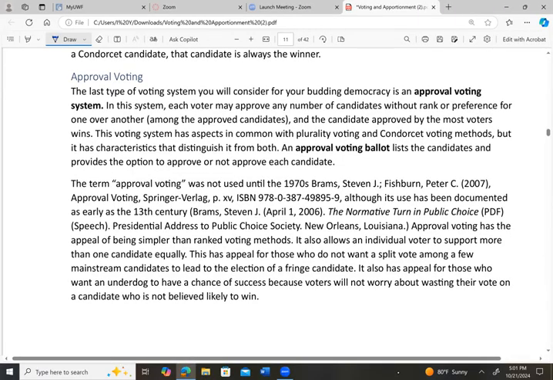So the last type of voting system you will consider for your voting democracy is an approval voting system. In this system, each voter may approve any number of candidates without rank or preference for one over the other among the approved candidates. And the candidate approved by the most voters wins. This voting system has aspects in common with plurality voting and Condorcet voting methods, but it has characteristics that distinguish it from both. An approval voting ballot lists the candidates and provides the option to approve or disapprove.